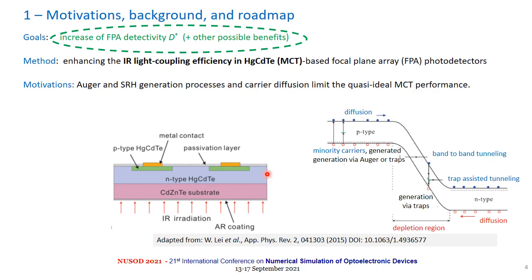This is a very general schematic, just a couple of pixels of a planar focal plane array, where each pixel is substantially a reverse biased photodiode. Mercatel is a quasi-ideal material for such devices, except for the obvious fact that Auger and Shockley-Read and subsequent carrier diffusion from quasi-neutral regions limit its quasi-ideal performance.